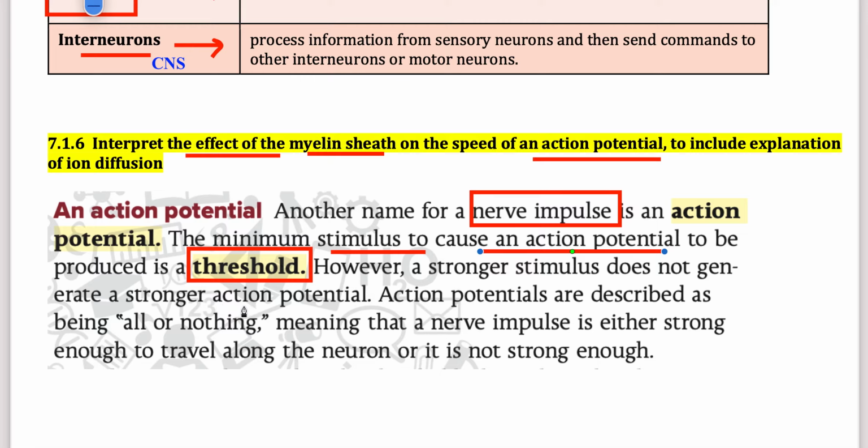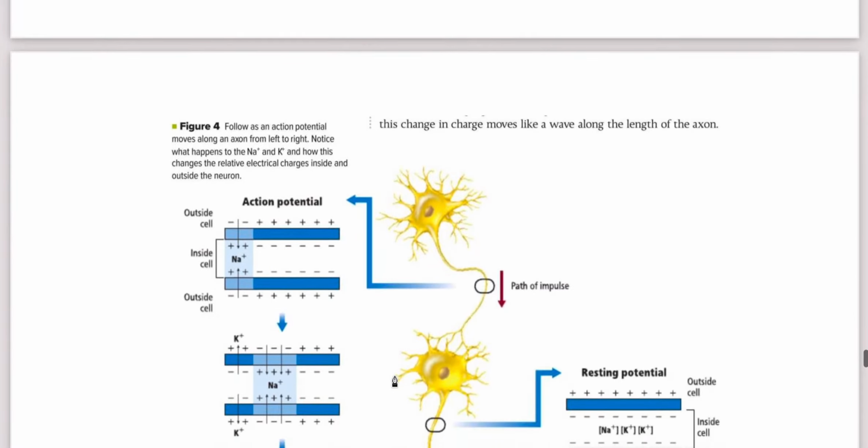If the stimulus is stronger, okay, still it does not generate a stronger action potential. It will just generate an action potential. That's why we say that action potential follows the all or none principle. It is either generated or not generated. It's not like a weak action potential or a strong action potential. No. So action potential is neither weak nor strong. It's just action potential.